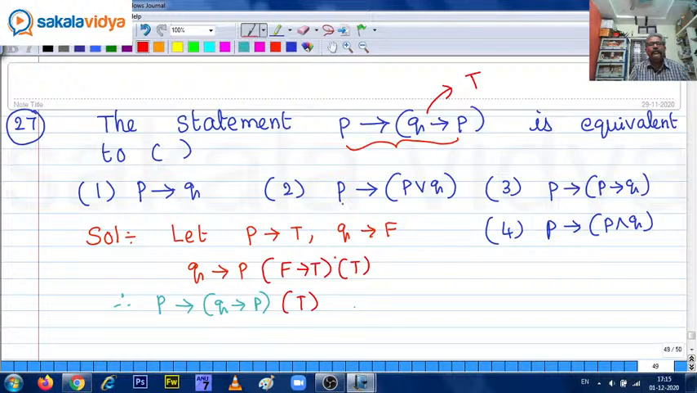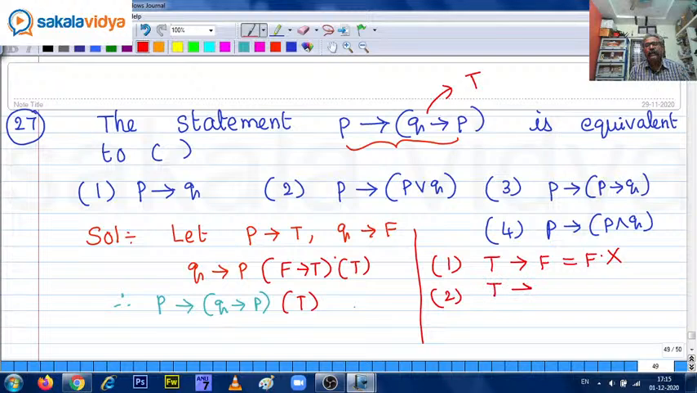So the truth value of this one is true. You check first option, second option, third option, fourth option, which is true, that is the equivalent one. So let us check it now. First one, true implies false, equal to false. So first option has been eliminated. Second, P is true implies P or Q. P or Q means true or false. True or false is true. This will be true. So second option is the correct option.